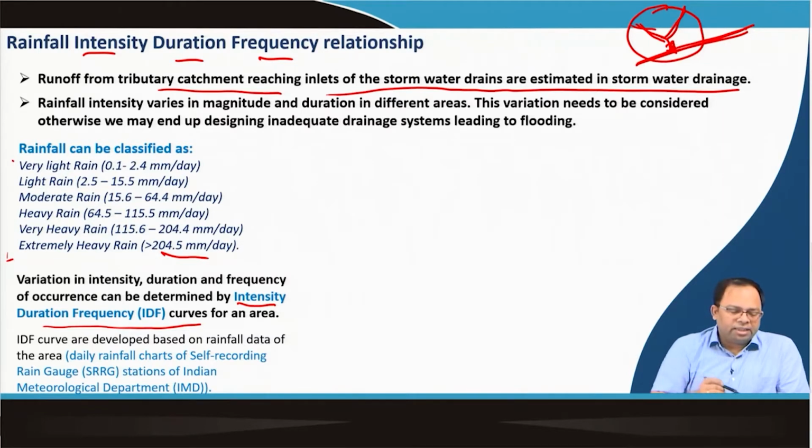The daily rainfall charts of self recording rain gauge stations of the Indian Meteorological Department are actually used to generate the IDF curves. I will show you how to generate the IDF curves, but this is a record of what kind of rainfall event happened and what the intensity of rainfall per hour is for every day. So, that is what we are actually measuring using these rain gauges, or the self recording rain gauges.